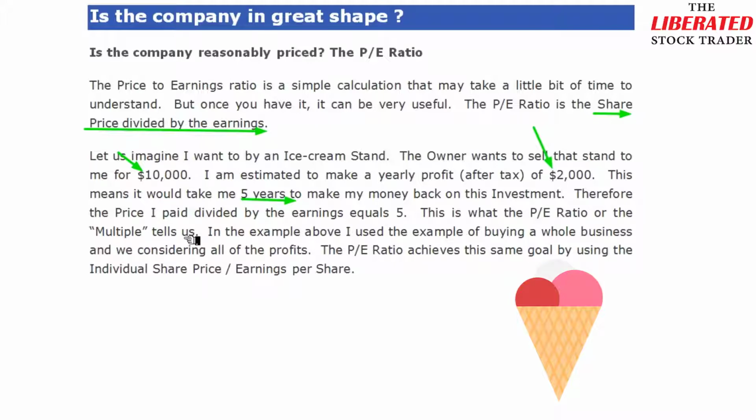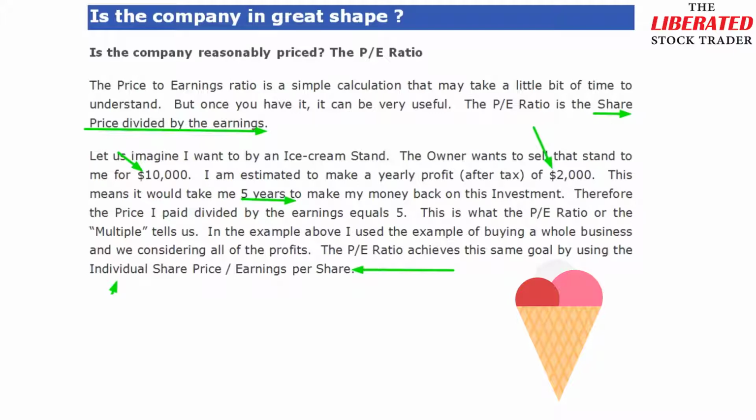In the example above, I used the example of buying a whole business, and we considered all of the profits. The PE ratio achieves this same goal by using individual share price divided by the earnings per share. The PE ratio can tell you what kind of premium investors are willing to pay to get a piece of this company. PE ratios should always be considered in the context of the industry group.